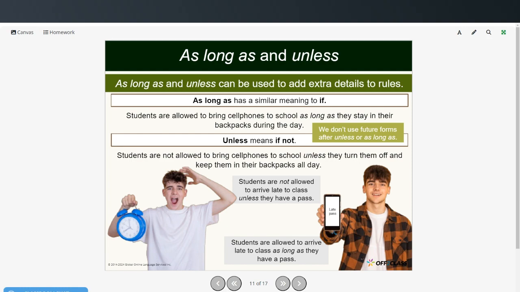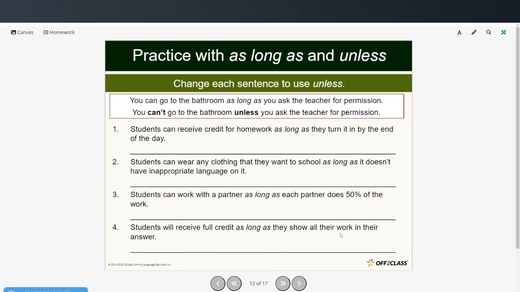Students are not allowed to bring cell phones to school unless they turn them off and keep them in their backpacks all day. And we don't use future forms with unless or as long as. So students are not allowed to arrive late to class unless they have a pass. Students are allowed to arrive late to class as long as they have a pass.